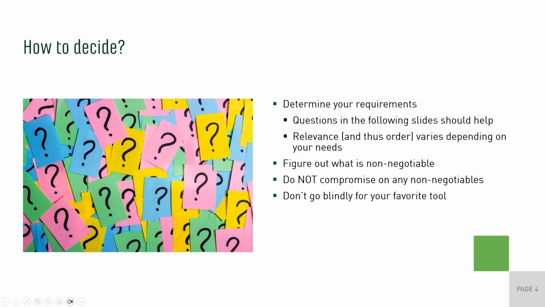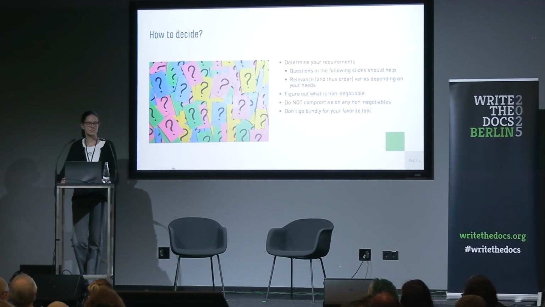And also keep in mind that I had to put them in some order, of course, but that does not mean that they are in order of relevancy, because this will be very, very different depending on your use case and your documentation. Something that is really important for my documentation might be completely irrelevant for you. What is important, though, is to figure out what your non-negotiables are. So what do you absolutely need for your documentation?